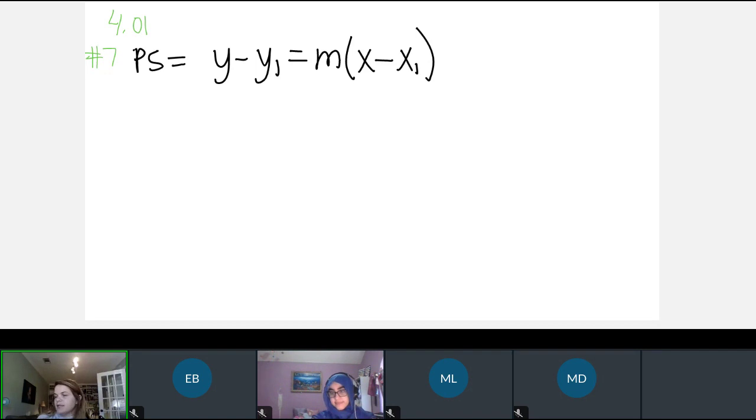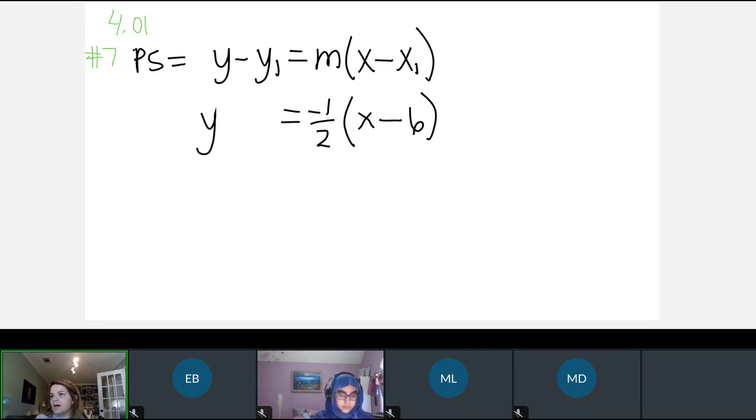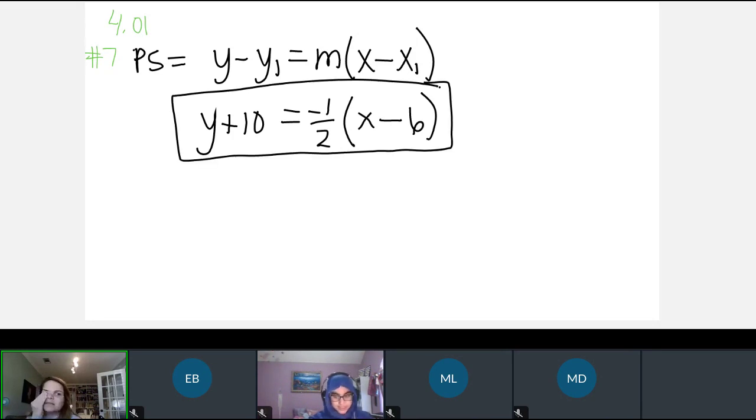All right, so in our problem, it tells us that our slope is negative 1/2. So instead of m, I'm going to put negative 1/2. It tells us that our x value is 6, so that would be x minus 6 in parentheses. And then we have the y minus negative 10, which becomes y plus 10. So this is what will go in your first box that says point slope form. Does that make sense, Marley? Yeah, you're welcome. And then we'll work on solving it here in just a second.